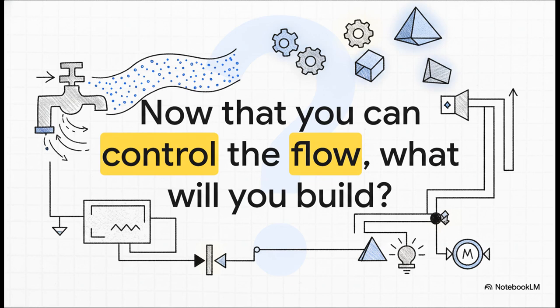So we started with a simple question. How do you control a river of electrons? And we found the answer in this elegant little device, this electronic faucet we call the JFET. You now understand the principle behind it, you know its structure, and you know how it behaves. So the only question left is, now that you can control the flow, what are you going to build?